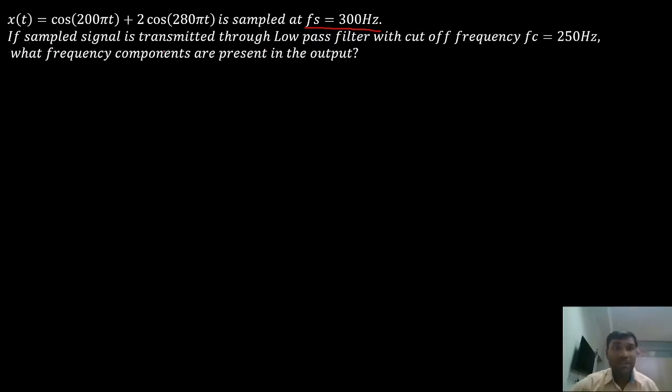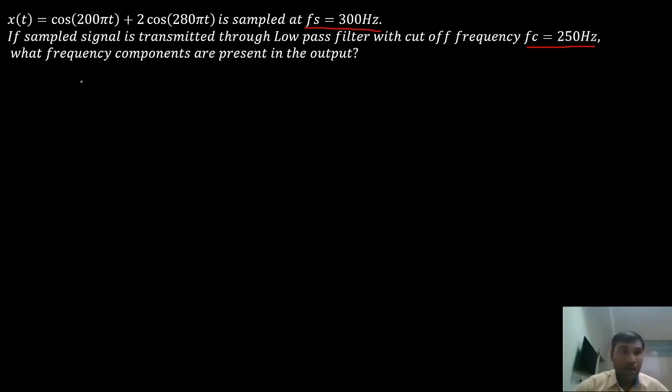So if the sampled signal is transmitted through a low pass filter which has a cutoff frequency of 250 hertz, what frequency components are present in the output? We have to find the frequency components which are present in the output. So for this, first we will find the spectrum of the ideally sampled signal.